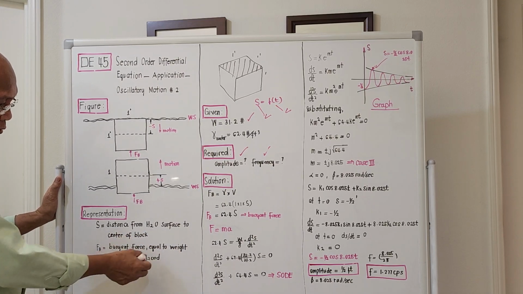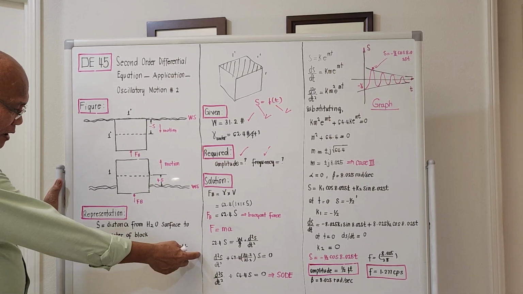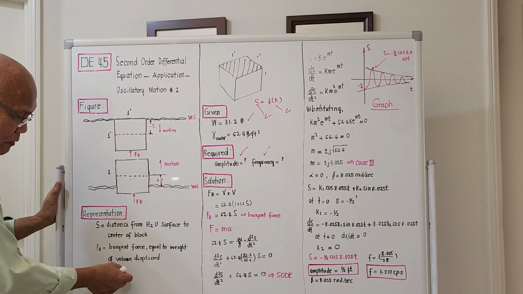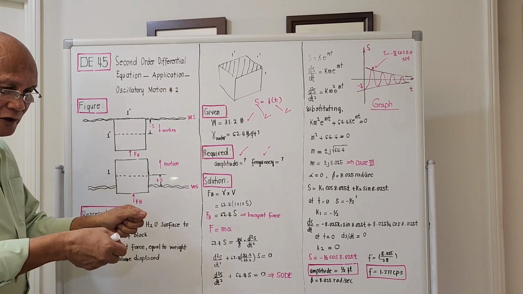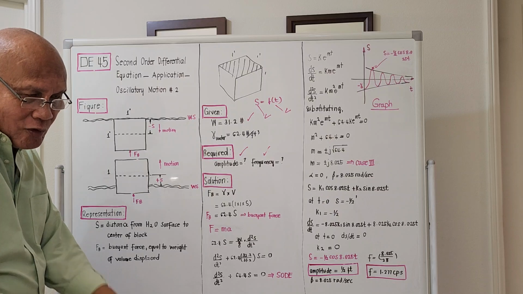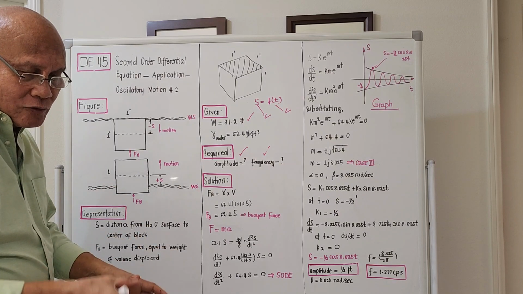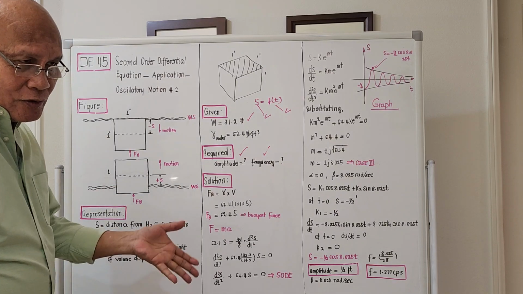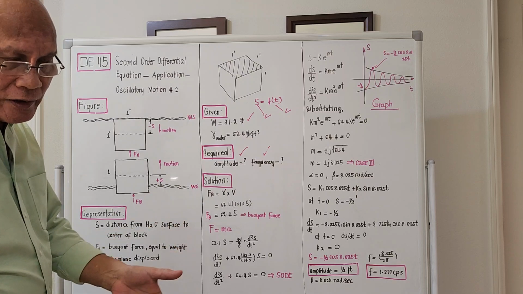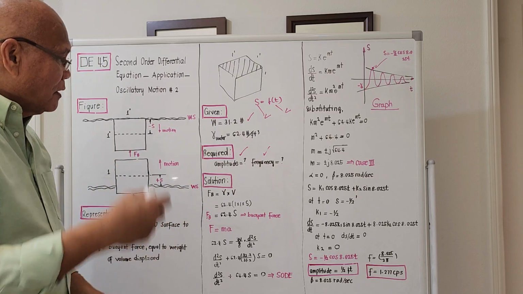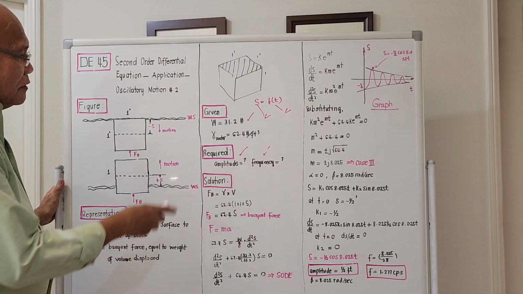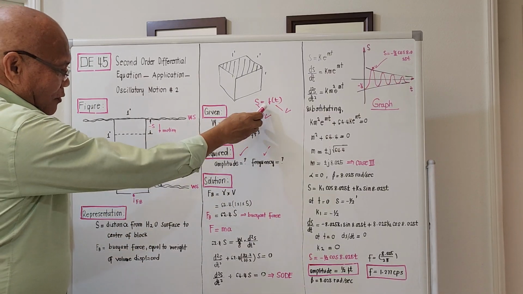The buoyant force is actually equal to the weight of the volume displaced. If we displace the water, the equivalent buoyant force is equivalent to the weight of that volume of water. So we need the density of the water to compute the buoyant force. The given weight is 31.2 pounds.